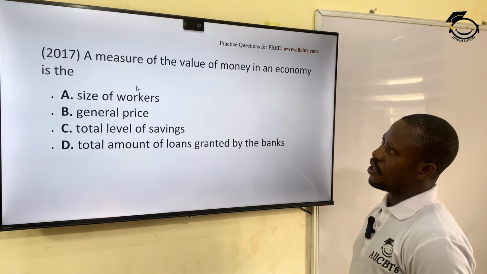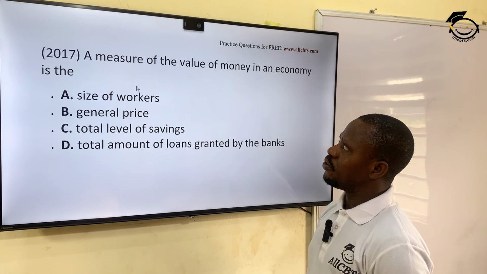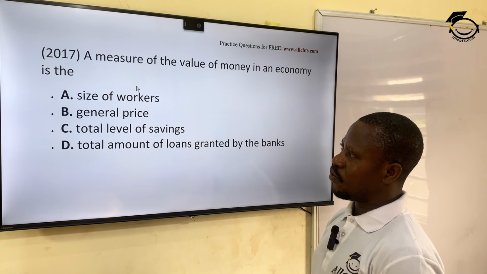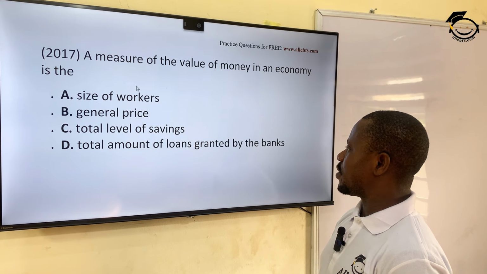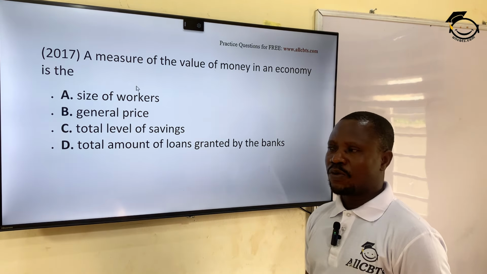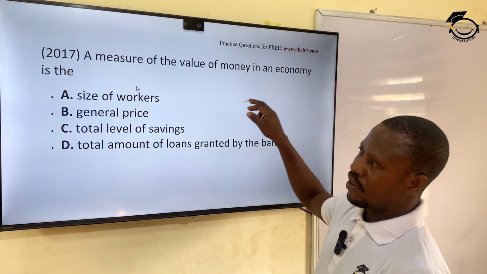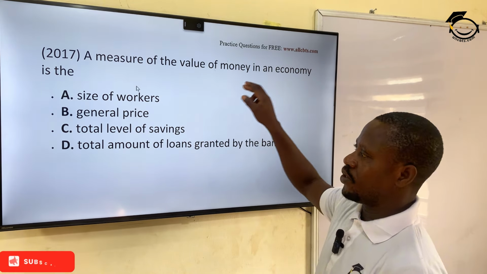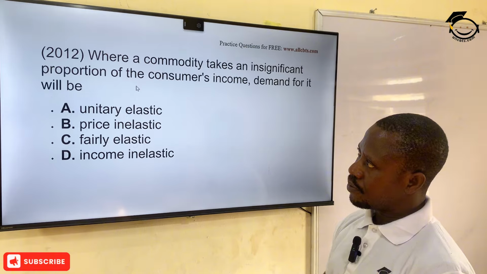The next question: a measure of the value of money in an economy. How do you know the value of money in an economy? Size of workers, general price, total level of savings, total amount of loans granted by the banks. The answer is what? Option B, the general price level. General price level. That's why you talk about inflation or deflation. Okay? Option B is the correct answer.